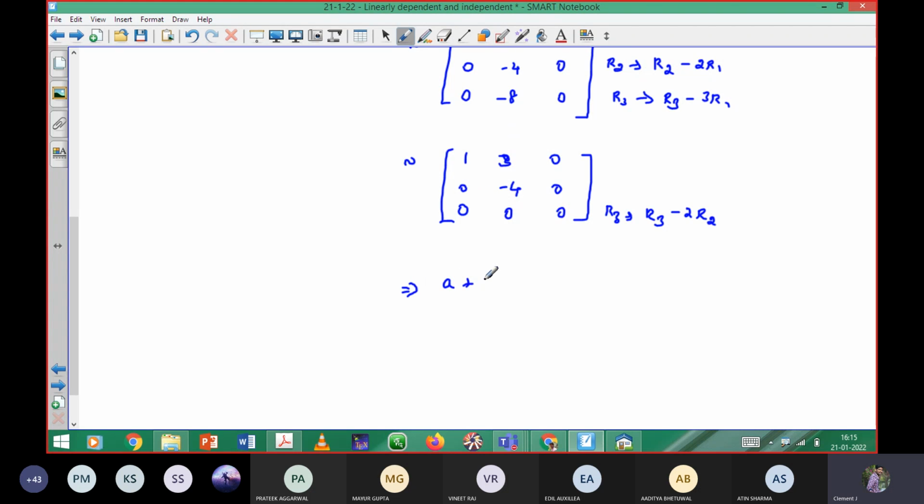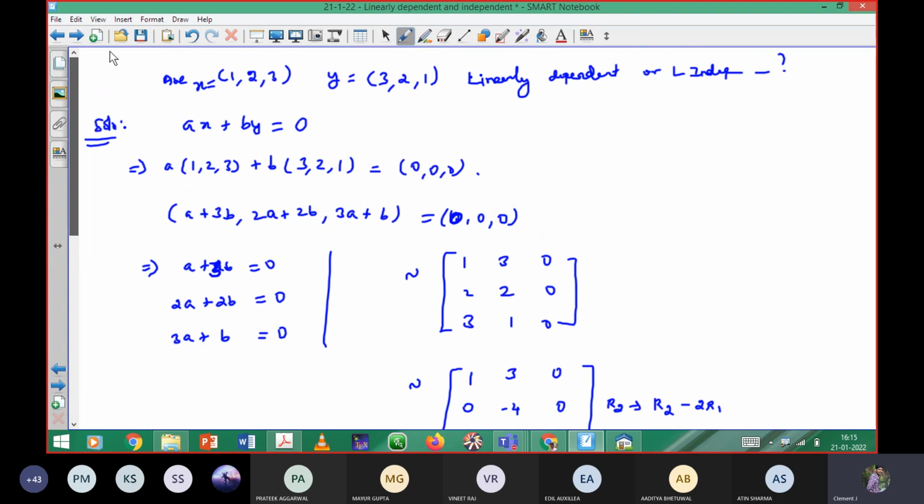So after this, further I can write that as a plus 3b equal to 0, next, 4b equal to 0. Can I write like this? After determination of reduced row echelon form, why not I write in this format? So from this, I can say minus 4b equal to 0, then b derives as 0. If you substitute the b value in the first equation, again a equal to 0. Now you can conclude the answer.